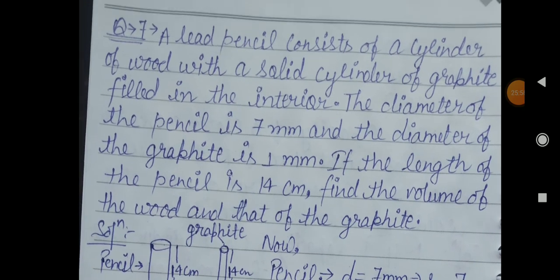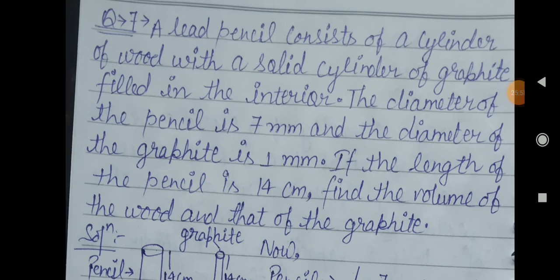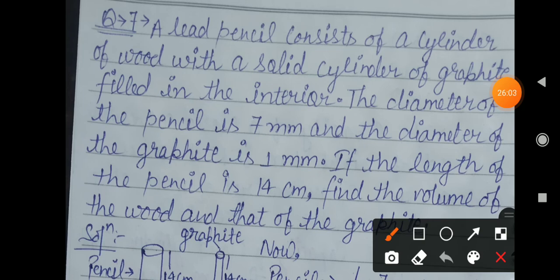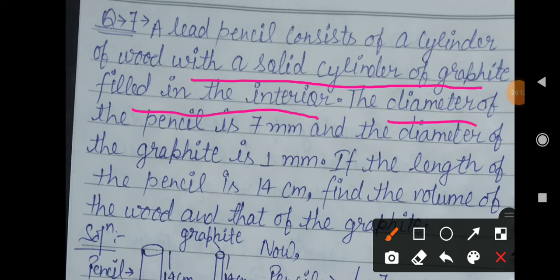So seventh question is, a lead pencil consists of a cylindrical wood with a solid cylinder of graphite filled in the interior. Means a pencil which has graphite filled inside, and the diameter of a pencil is 7 millimeter, and the diameter of a graphite is 1 millimeter, and the length of the pencil is 14 centimeter. So here you very well know pencil is in the form of a cylinder, and graphite rod is also in the form of a cylinder.